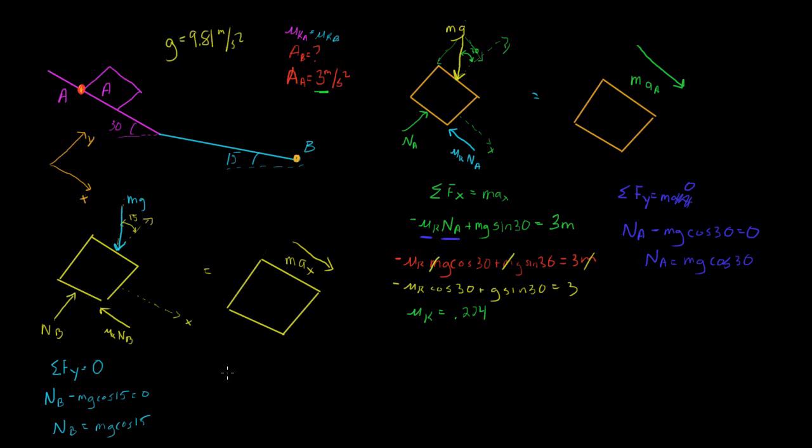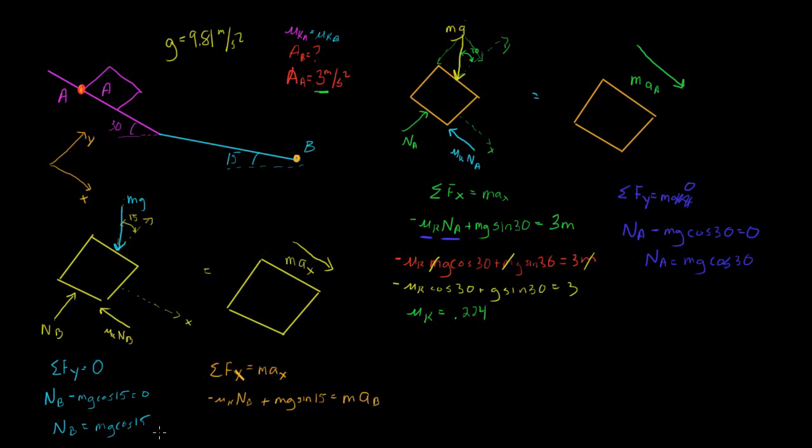If we sum our forces in our x direction, the sum of the forces in the x direction is going to equal a mass times an acceleration in this B direction, the acceleration of B. So in the x direction, we have minus μ_k N_B plus m times g times the sine of 15, and this is going to be equal to the mass, m, times the acceleration at B, which is what we don't know, which is a_B.